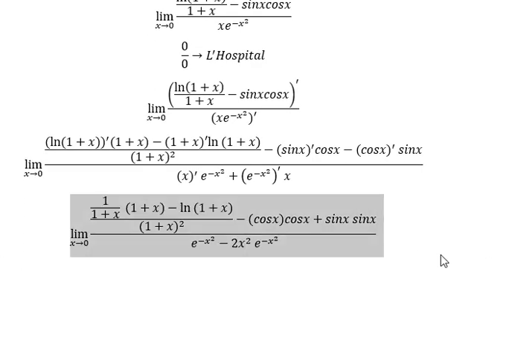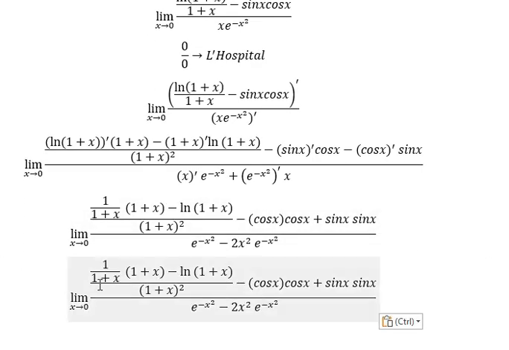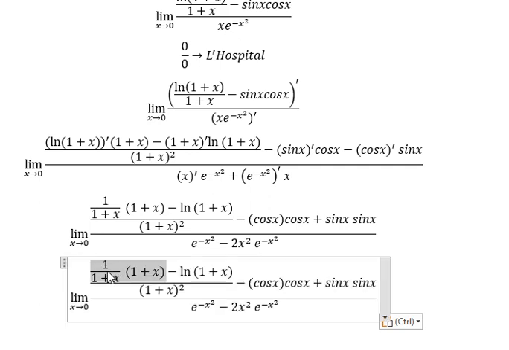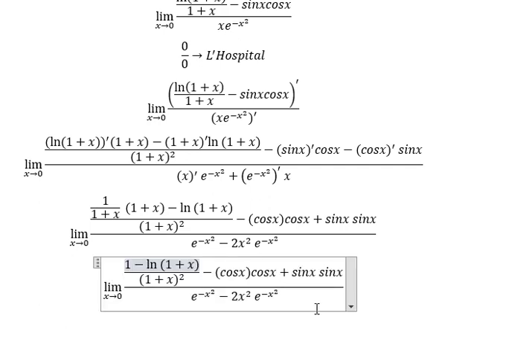Now we need to simplify. 1 plus s, 1 plus s, we simplify and we have number 1. Now we can put number 0 here, and here. So we will have the final answer.